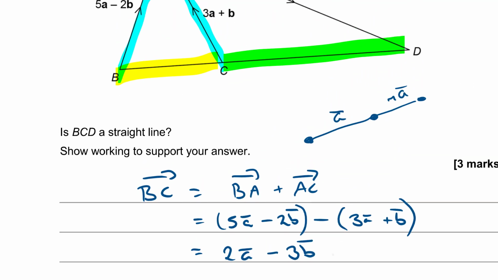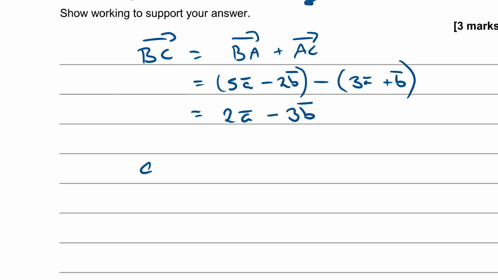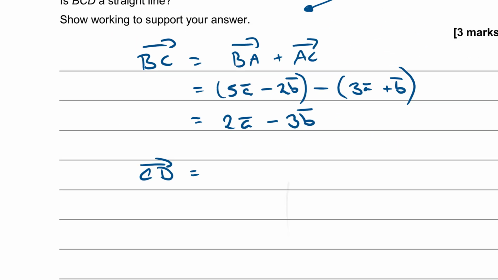Okay, now let's see if we can find C to D. So C to D, we could also find B to D. That's another way of doing it. And again, they would have to be multiples of each other.